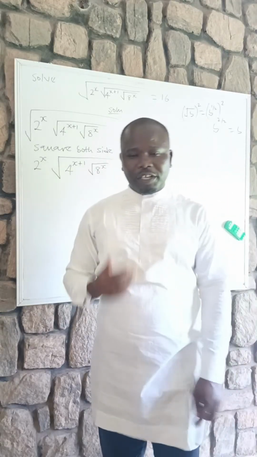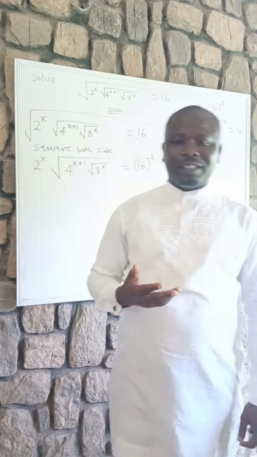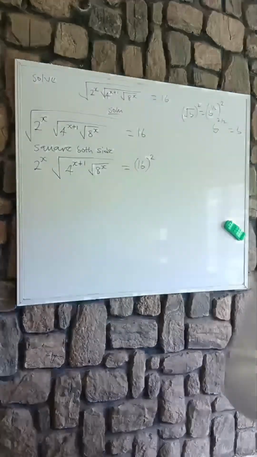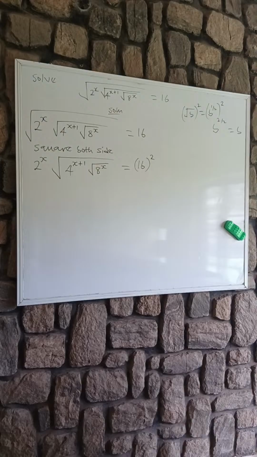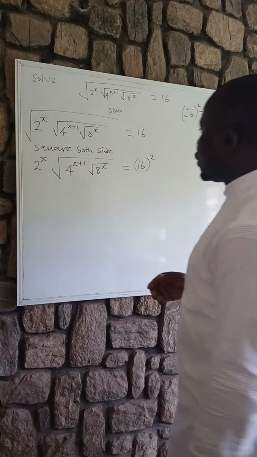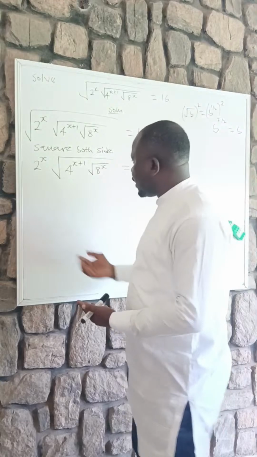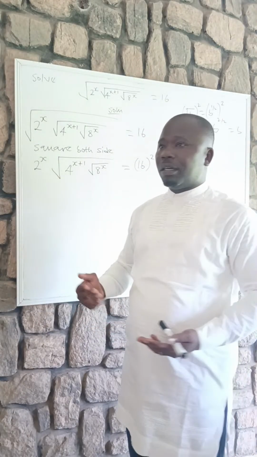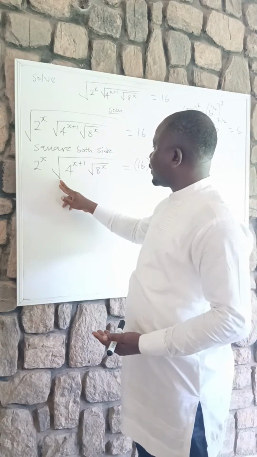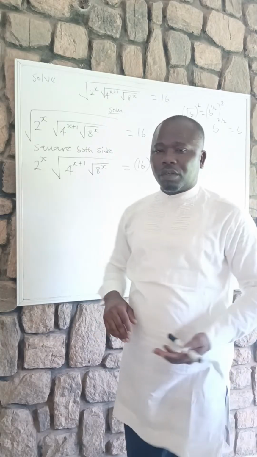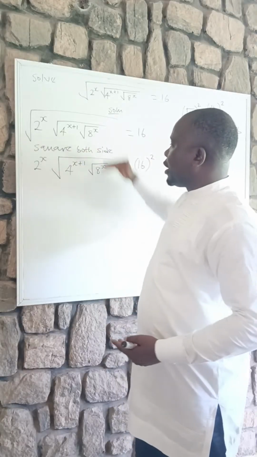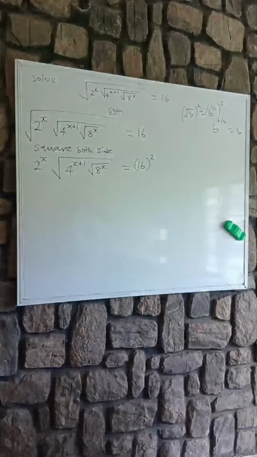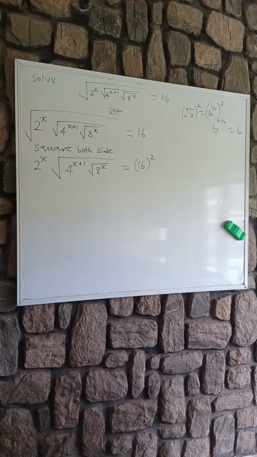Any question at this point, please drop it in the comment section. No question? Okay, let's proceed. For us to eliminate this square root, it means we need to eliminate this one, true or false, by squaring both sides. Look at the board very well.